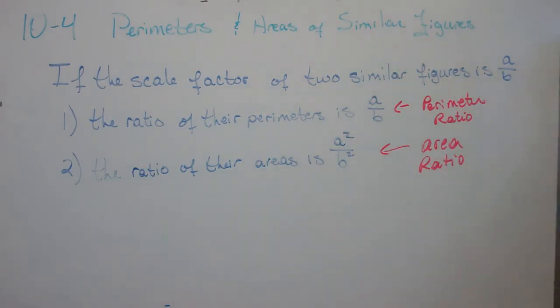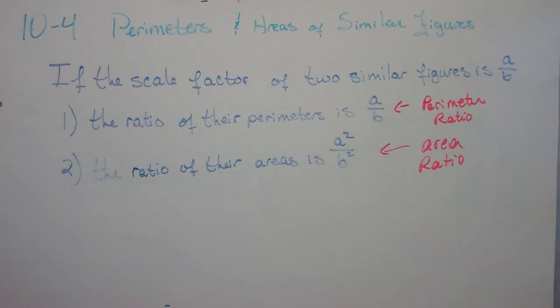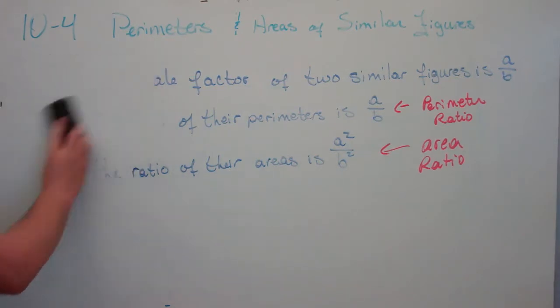Alright, so you have your scale factor, or similarity ratio. Your perimeter ratio is the exact same thing. Your area ratio, you just take this one and square both the top and the bottom. Alright, let's look at a problem. Make sure you write this down in your notes and we're going to work on a problem.